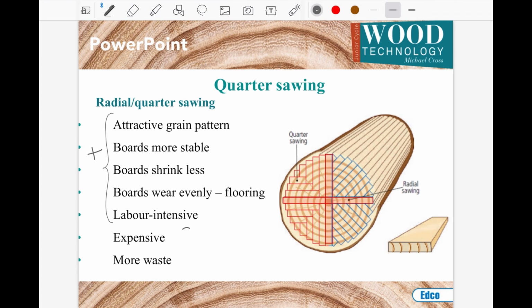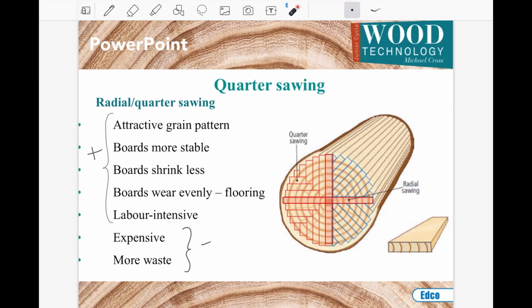There are a couple of negatives though, and the negative is that it is more expensive to do. Why is it more expensive? Because the log has to be turned for each cut, and also there's far more waste generated. If you look at it, not only are you getting these outside edges as waste, but these tiny little boards are effectively useless. They're not really usable, not for furniture making purposes anyway, or anything major like that.